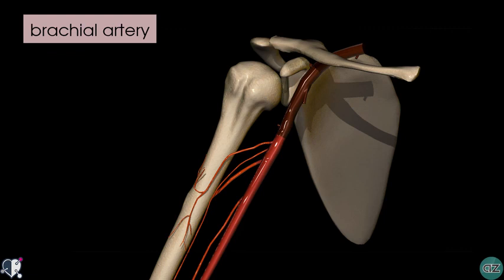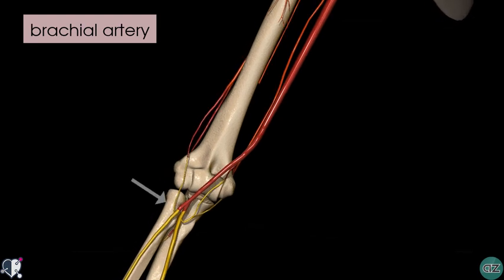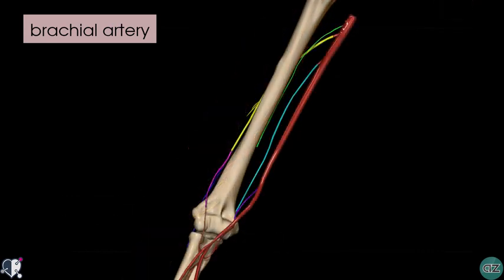The brachial artery runs down the arm to end at the level of the neck of the radius, where it then divides into the radial and ulnar arteries. The brachial artery runs a superficial course just below the deep fascia, and it gives off 4 branches. You've got the profunda brachii artery, which is highlighted in yellow. This is the deep artery of the arm.